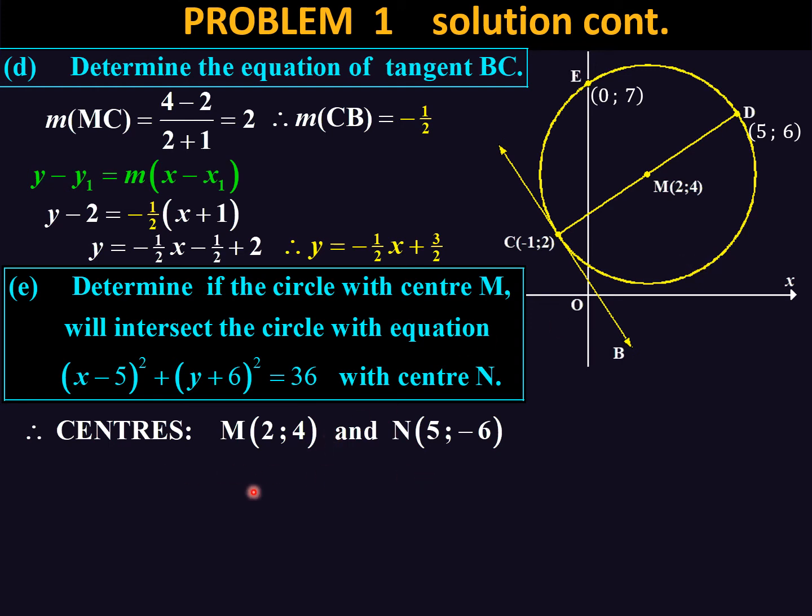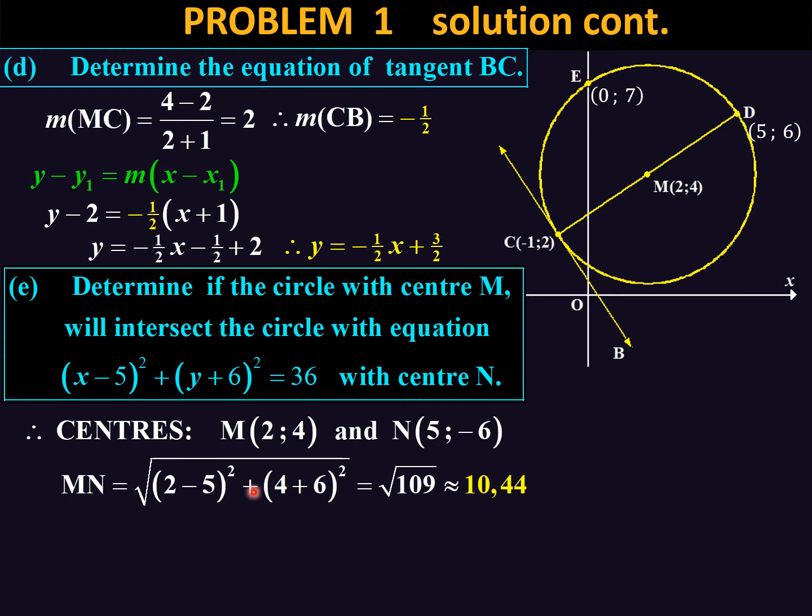How do we do that? We find the distance between those two centers. And the distance between M and N, in this case, is square root of 109. Maybe you can get the approximate decimal value, 10,44. Then, what else do we need to do? That's correct. We have to add the radii, right?